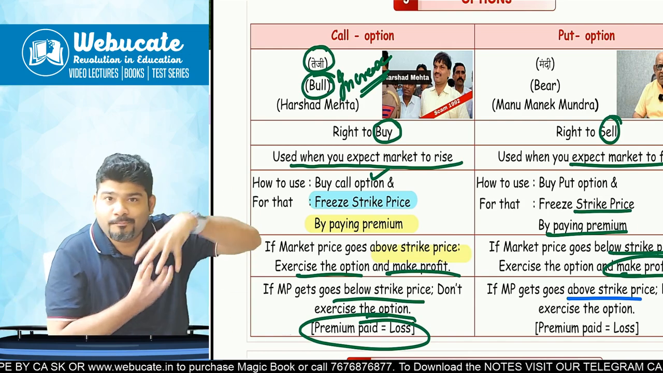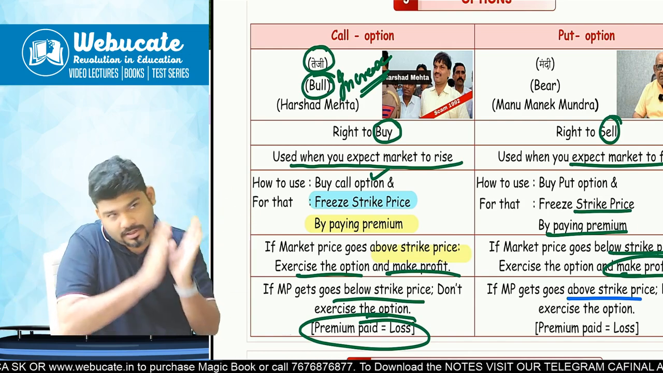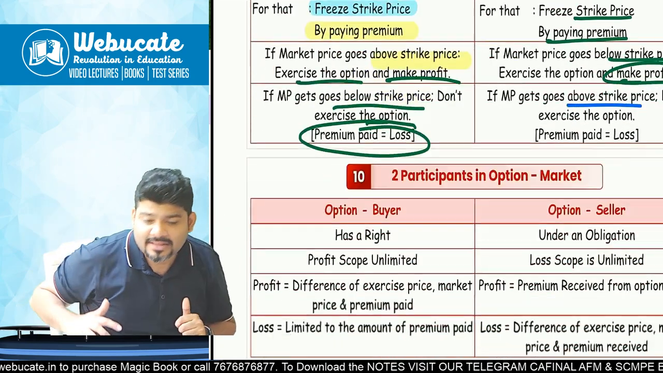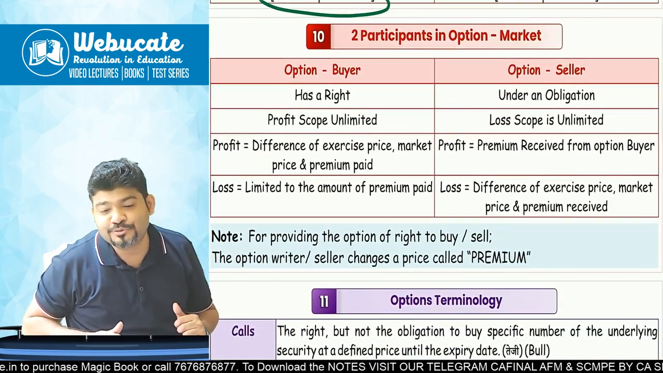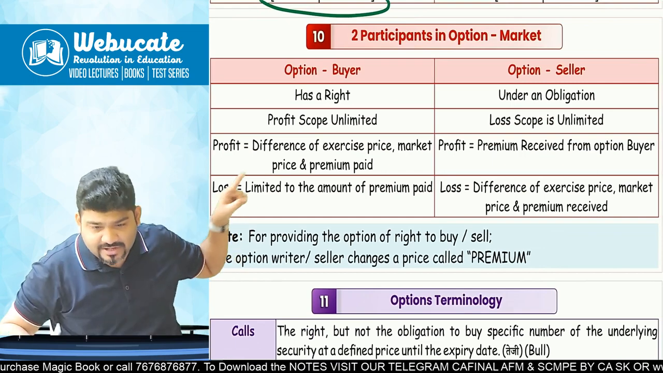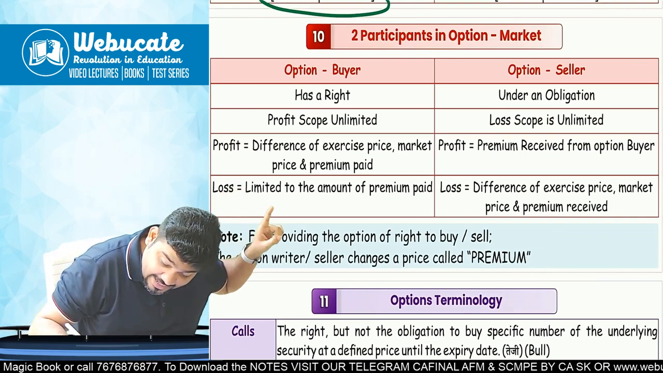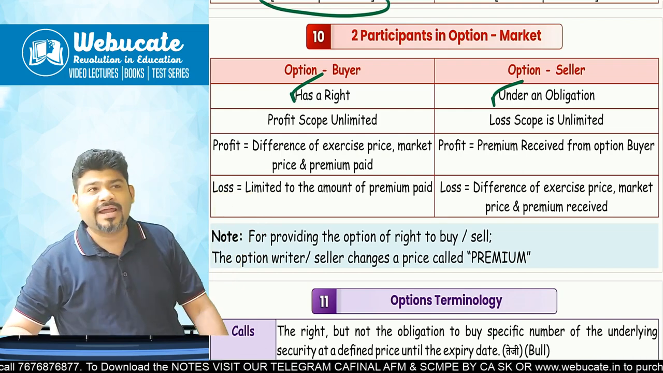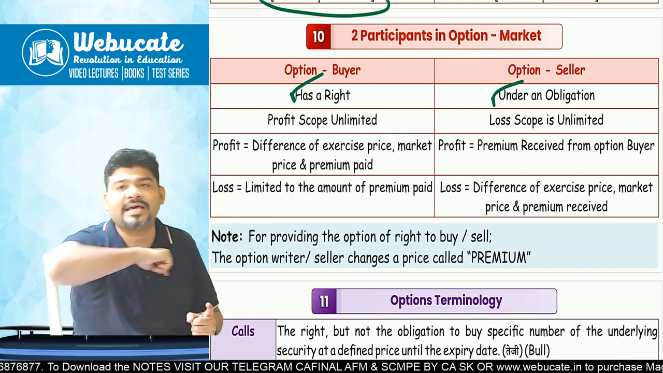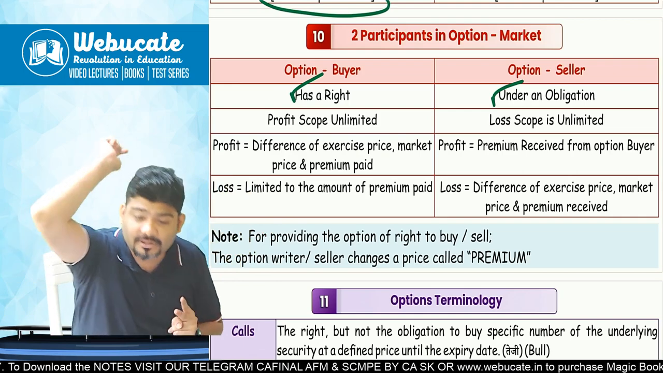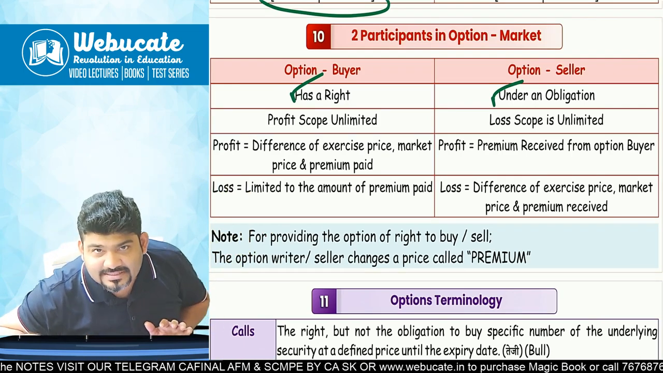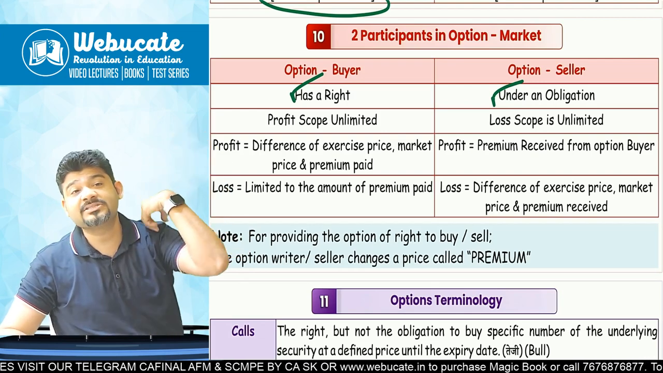So that is buying an option. And the second part is, if you are buying, somebody else has to sell. That other person is called the option seller. If you have a right, that other person has an obligation. If you have a right to buy, that other person has to sell. If you have a right to sell, that other person has to buy. Got it, guys? So that's what the other person is called, the option seller.